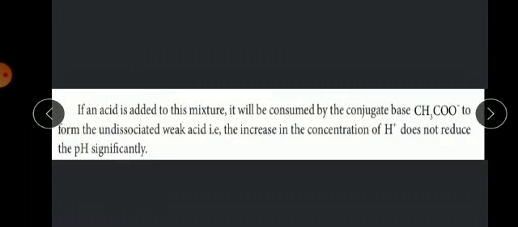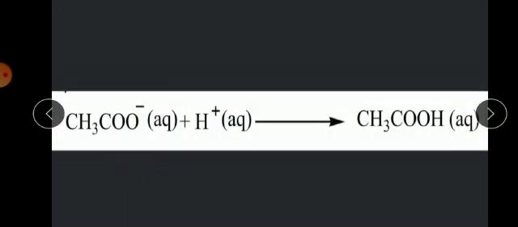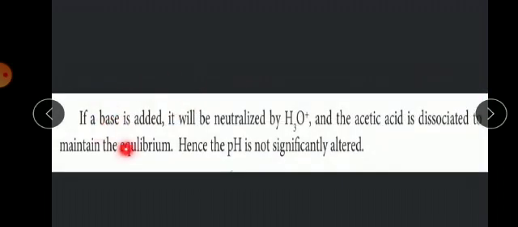If an acid is added to this mixture, it will be consumed by the conjugate base CH3COO minus to form the undissociated weak acid. The increase in the concentration of H plus does not reduce the pH significantly. CH3COO minus aqueous plus H plus aqueous gives CH3COOH aqueous. If a base is added, it will be neutralized by H3O plus, and acetic acid is dissociated to maintain equilibrium. Hence, the pH is not significantly altered.